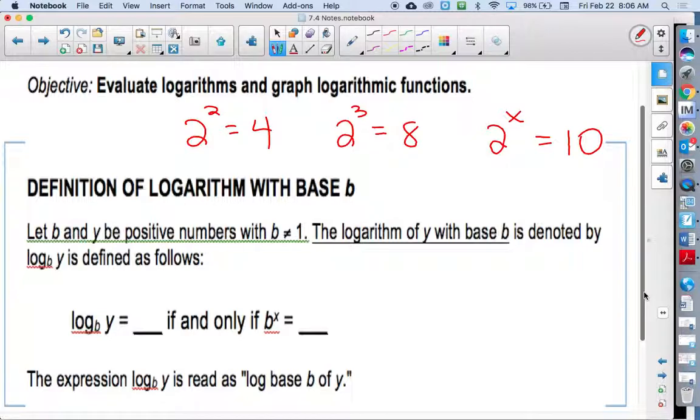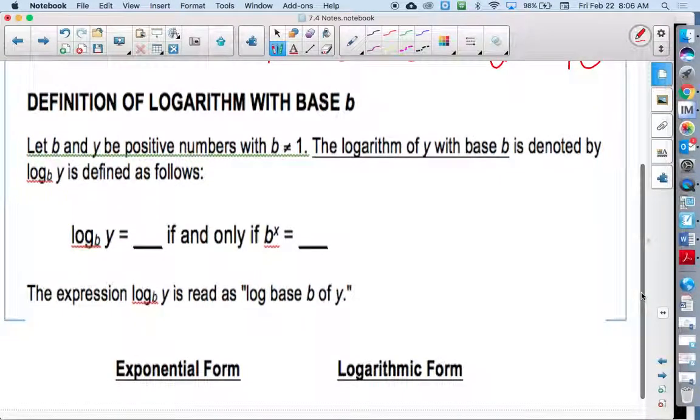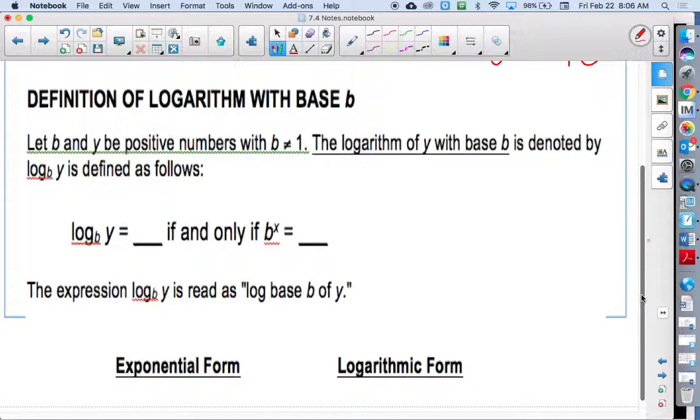that we can use. So it says, let b and y be positive numbers. b is not 1. The logarithm of y with a base of b is denoted by the following: log base b of y. So we have log base b of y equals x. This is our conditional statement from geometry. That means either way they work, if and only if b to the x equals y.